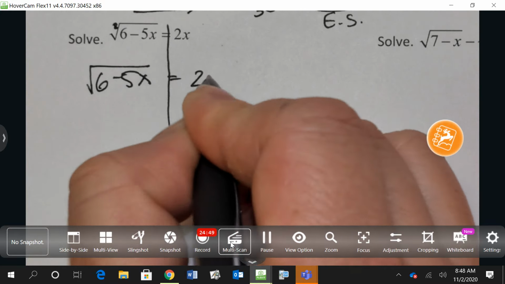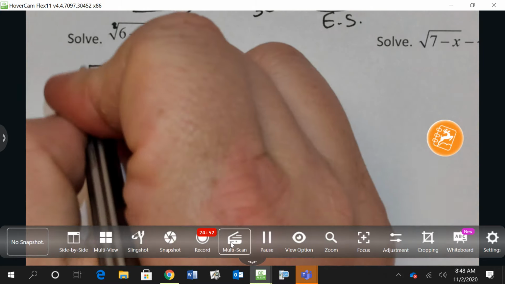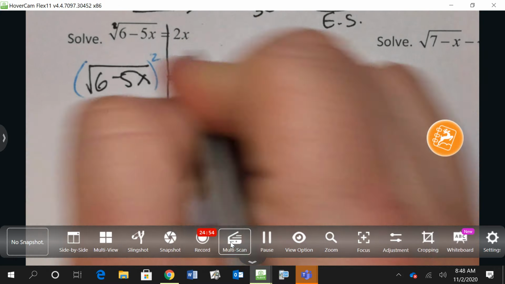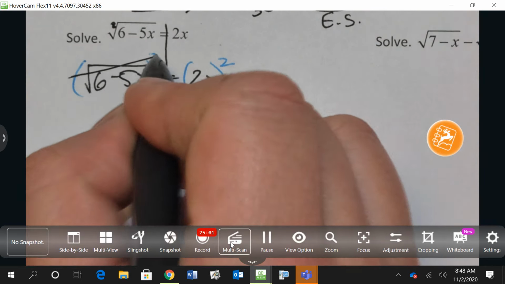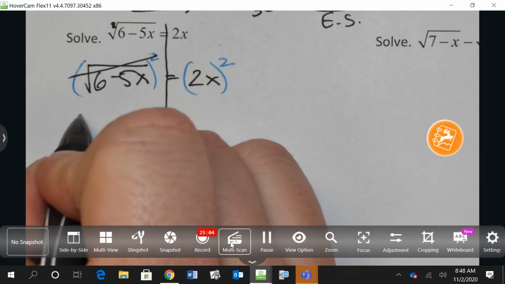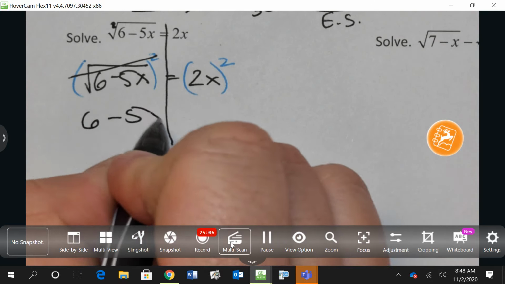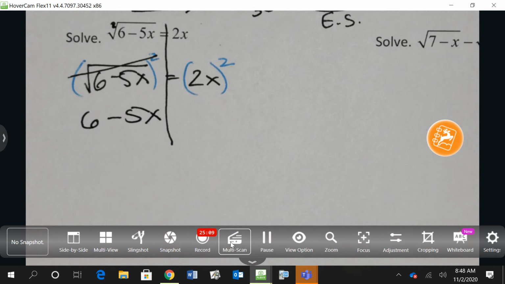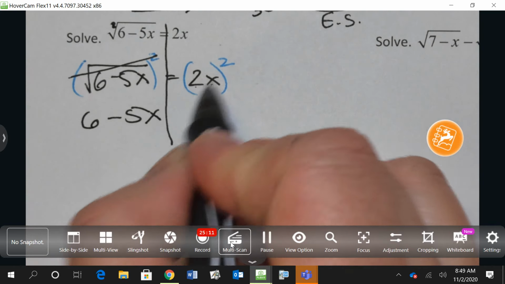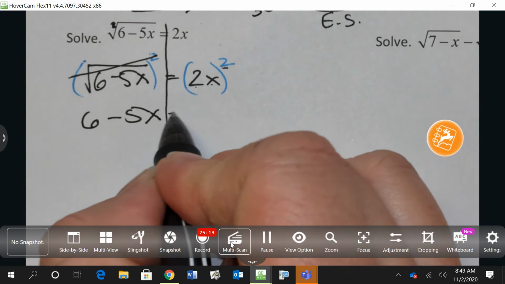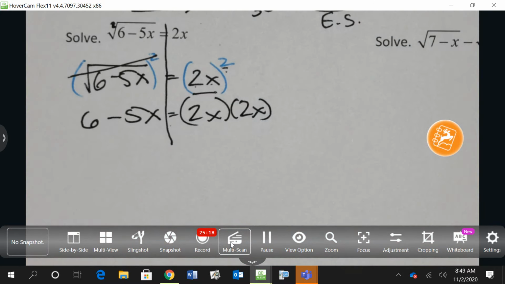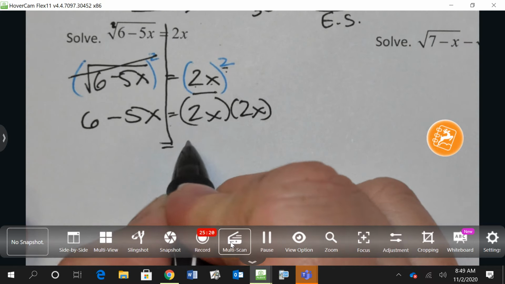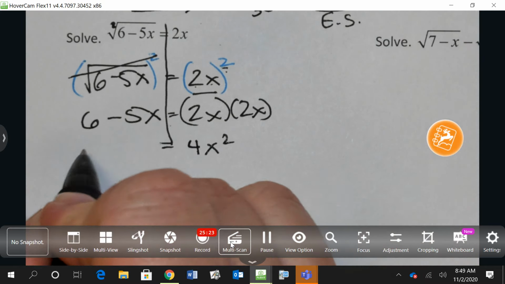So I'm going to write down the problem, and whatever you do to one side, you have to keep it balanced. You must do to the other. I'm going to square the left. When I square the left, I must square the right. So on the left, these two cancel because they're opposite operations, and I bring down 6 minus 5x. Now this next part is a really common misconception. This means write this quantity down twice. So it's 2x and 2x. Once you see that, most students are able to go 4x squared.